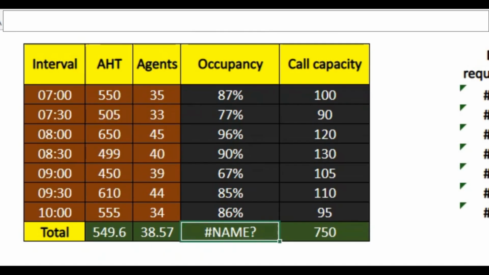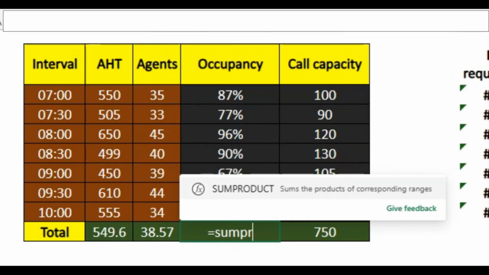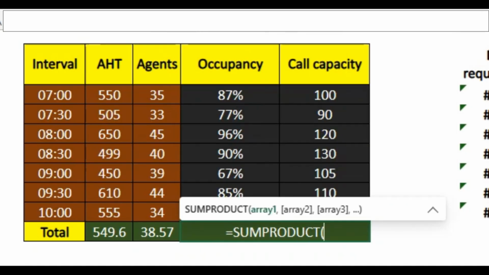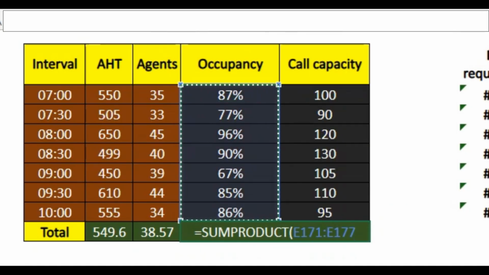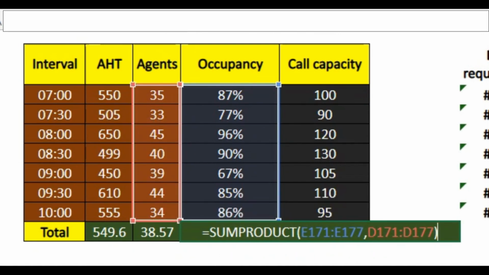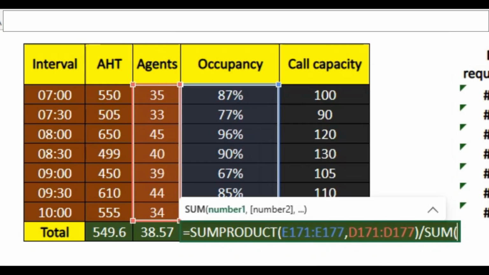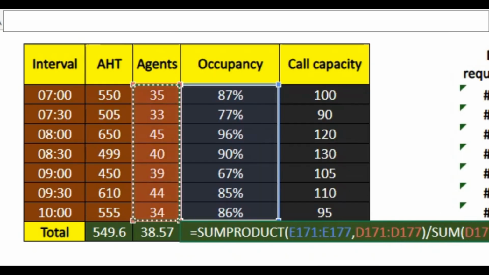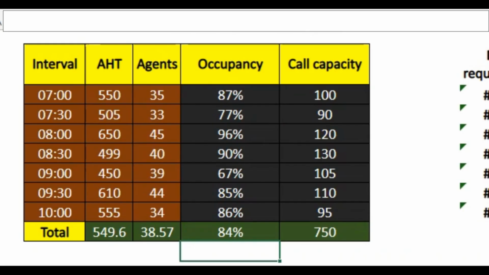To find out the occupancy, we need to use the SUMPRODUCT formula. SUMPRODUCT, you have your occupancy interval wise, then your number of agents, bracket close, divided by the sum of your number of agents. So 84% would be the overall occupancy of all of the intervals, and the call capacity would be your total number of calls, how many calls can be answered.